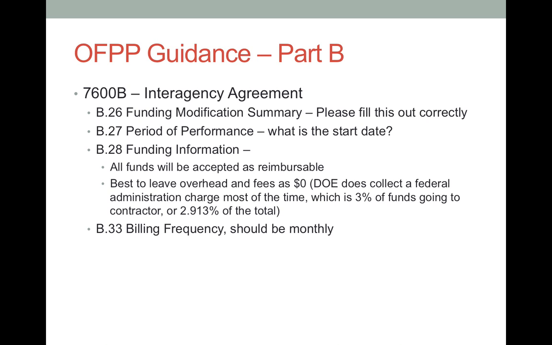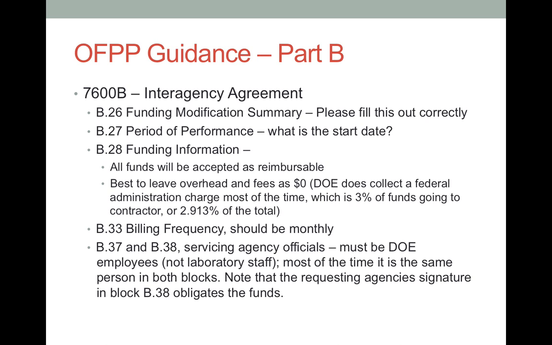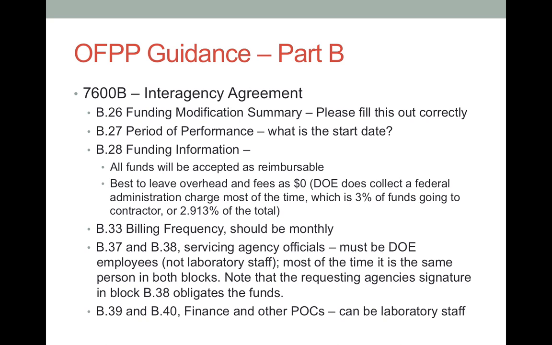DOE will invoice monthly for all work, and the servicing agency officials in blocks 37 and 38 must be DOE staff, which is usually a contracting officer. Laboratory staff may not sign on behalf of the DOE. If you are not sure who this person is, leave the blocks blank. Laboratory staff can be specified in blocks 39 and 40.